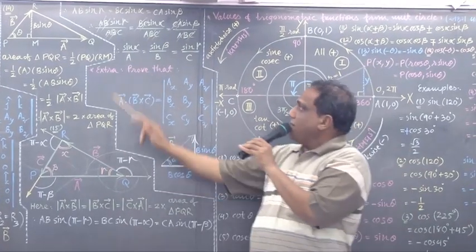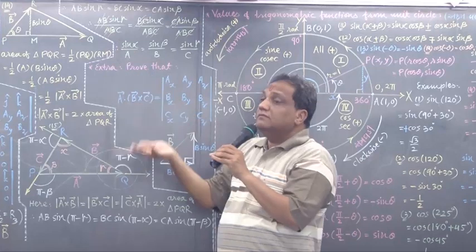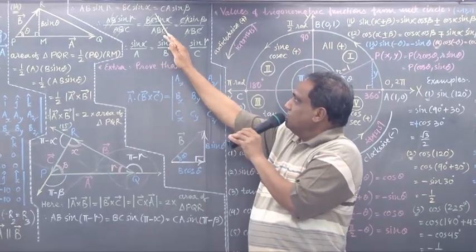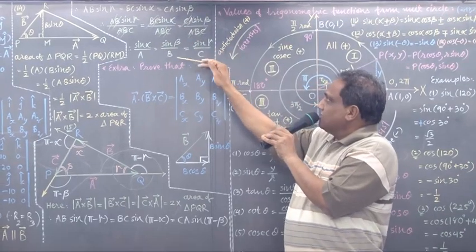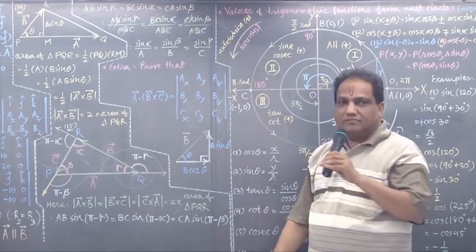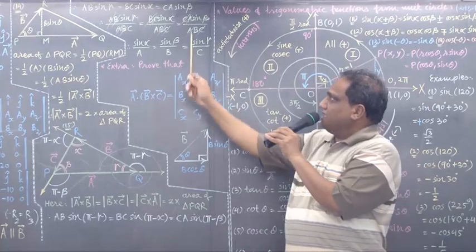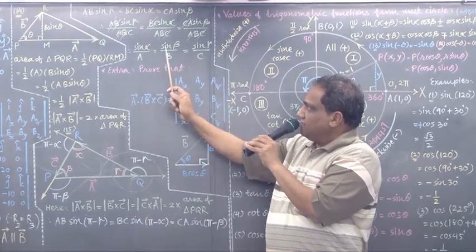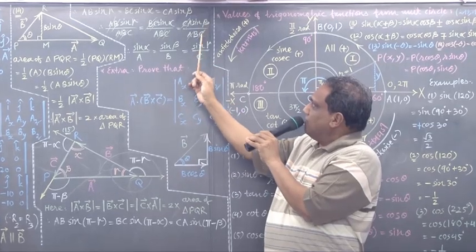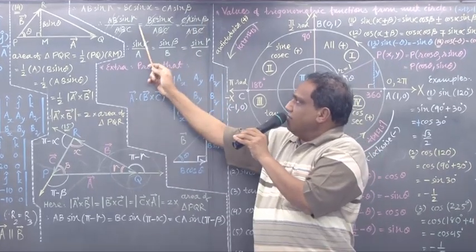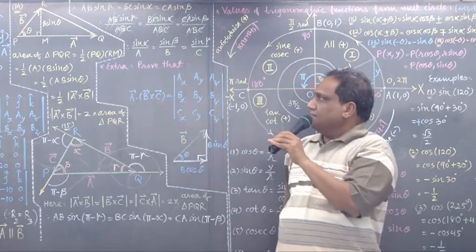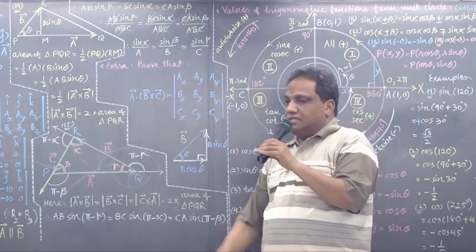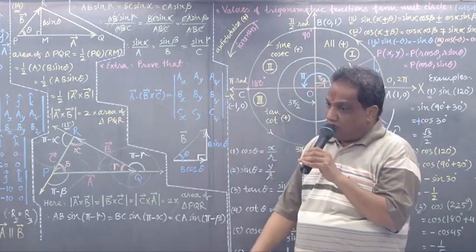What can you cancel? A ones are A, B ones are B, C ones are C, A ones are A. What is left out? You write this first: sin alpha upon A. Clear? Then sin beta upon B, sin gamma upon C. Any problem? This is your final answer. It's not mentioned in the textbook, for your kind knowledge.